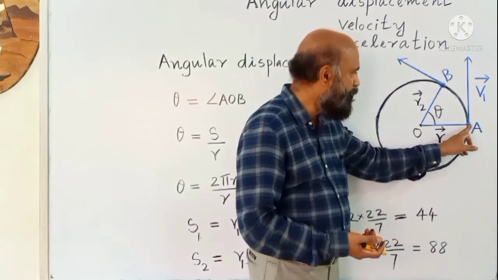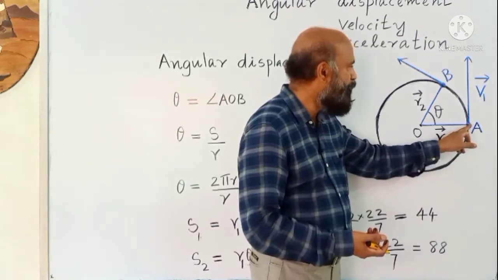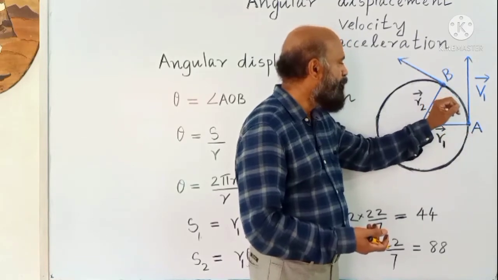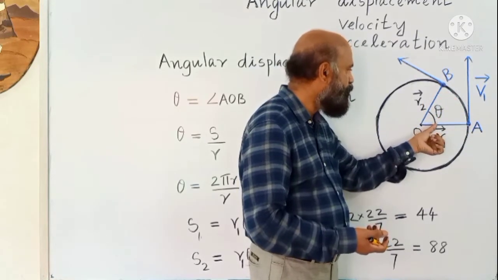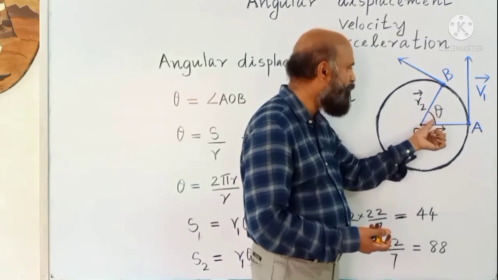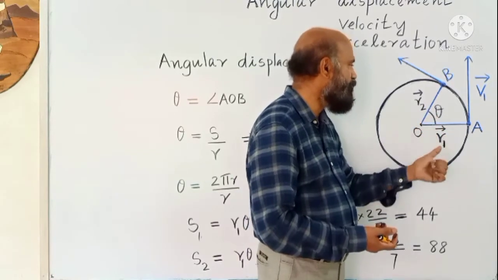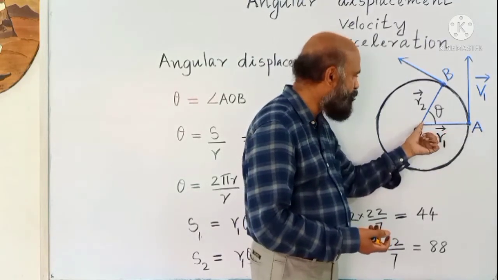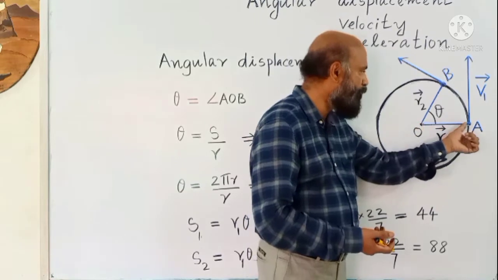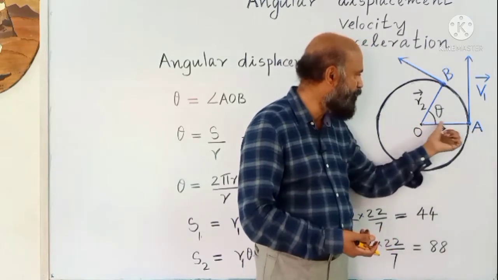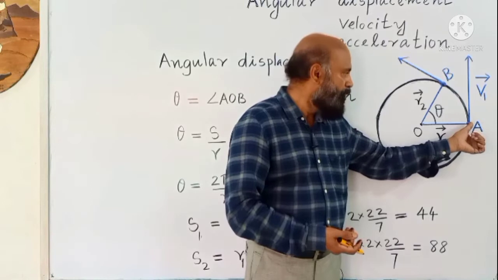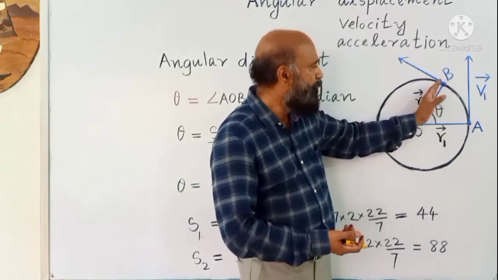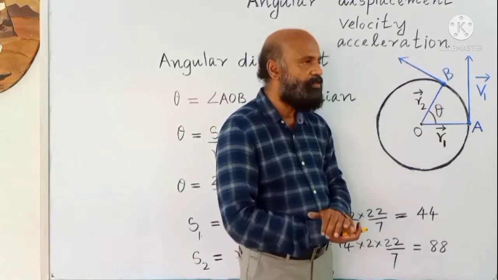A particle is there at this point. Suppose the particle is going from A to B. Then an angle is described. The angle described at the center of the circle is known as angular displacement. The line joining the center of the circle to the particle is called the radius vector. So this is a radius vector. When it is going from this position to this position, the radius vector is sweeping an angle. That angle is what is called angular displacement.